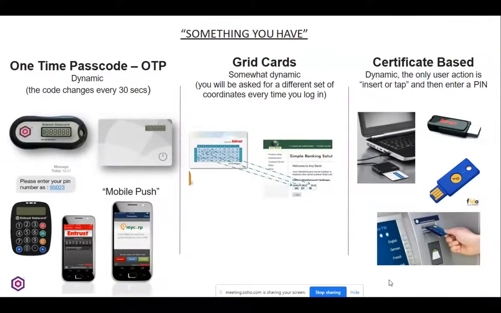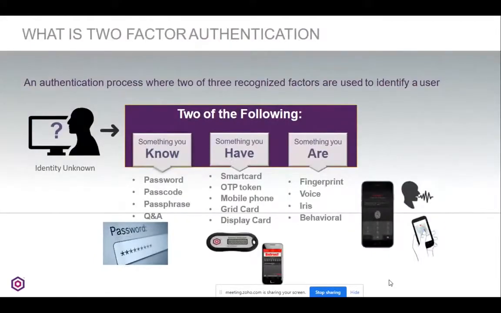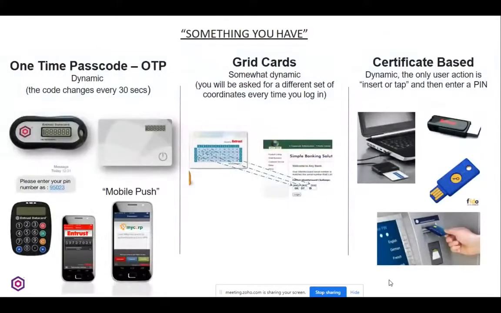So it is a process of understanding something which you know, something which you have, and there is one more factor we're going to talk about. Yes, something which you are. Sometimes it can be your fingerprint, which you use to authenticate to those applications as well. You can use a fingerprint, voice recognition, iris, or behavior-based analytics is also possible, right?